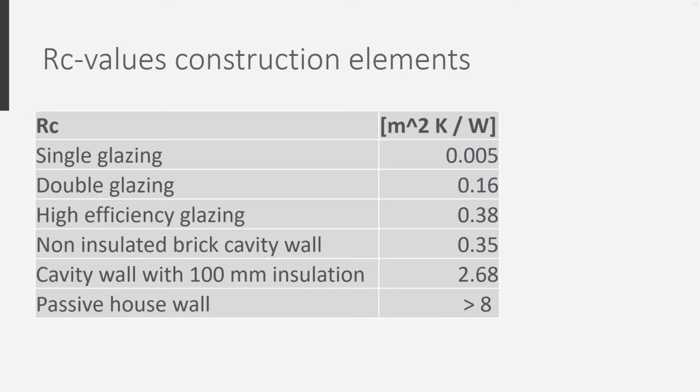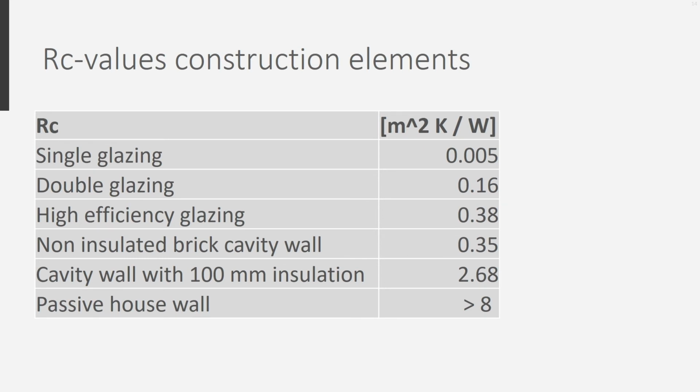A few examples to give you an idea of the thermal resistance of different types of constructions. The RC value of single glazing is very low, while the insulation of a cavity wall with 100 mm insulation is a lot higher. A cavity wall is a wall with a space between 2 layers of the wall. This space can be filled with insulation. Very highly insulated glass has an RC of 0.38, which for glazing is very good, but you can see that compared to an insulated cavity wall, it is still very low.